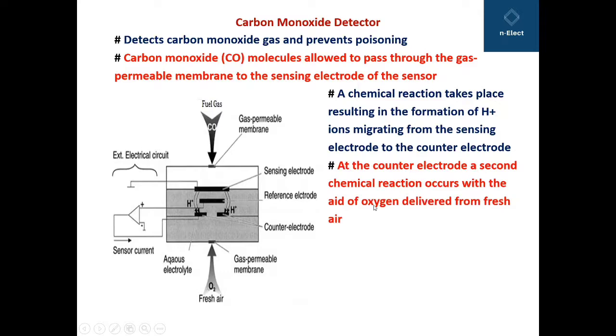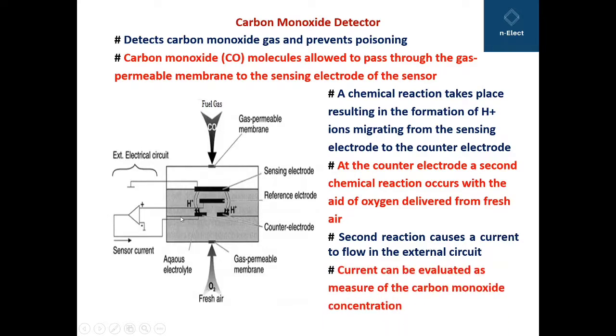At the counter electrode, a second chemical reaction takes place with the aid of the oxygen, which is delivered from the fresh air through this membrane. The second reaction causes a current to flow in the external circuit. The current can be evaluated as a measure of the carbon monoxide concentration. So the carbon monoxide concentration in a fuel gas can be measured in terms of the current which is flowing here. The reference electrode, the middle one, is used to stabilize the sensor signal.